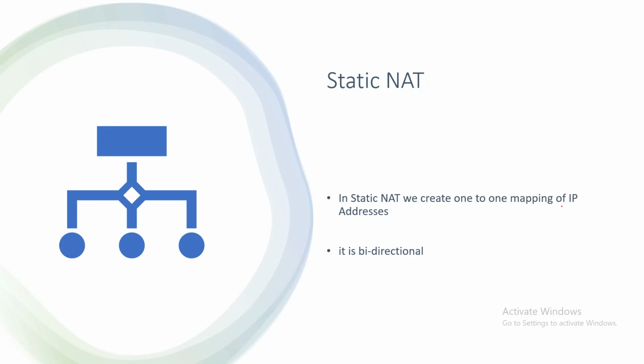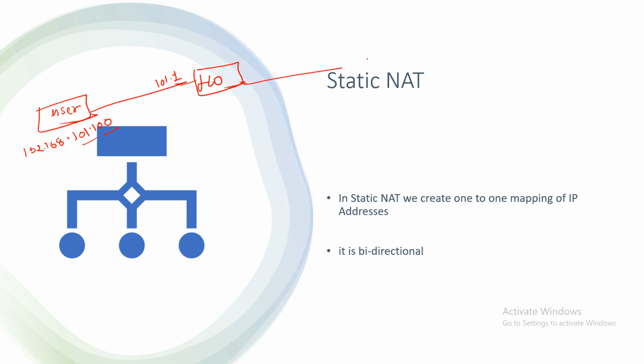In static NAT, we create a one-to-one mapping of IP addresses. One-to-one means one private IP with one public IP. Correct? Let's suppose this is your user with the IP address 192.168.101.100. Again, I'm taking the same example, connected with one firewall. The firewall IP is 101.1. Here I am giving 101.1, and it is connected with the FortiGate firewall, and the FortiGate firewall is connected with the internet, and the internet is connected with one server like Google. That IP is 8.8.8.8. This is Google.